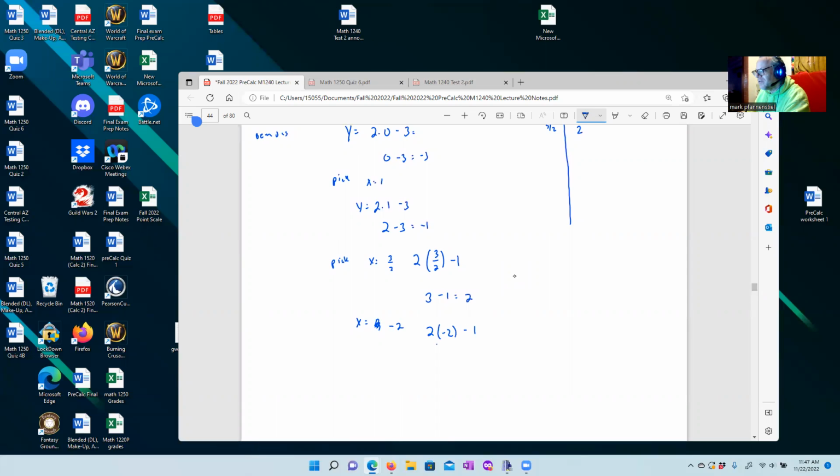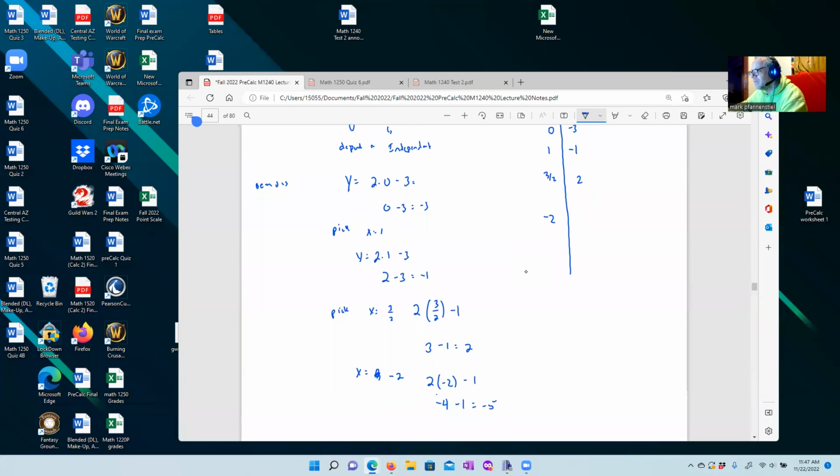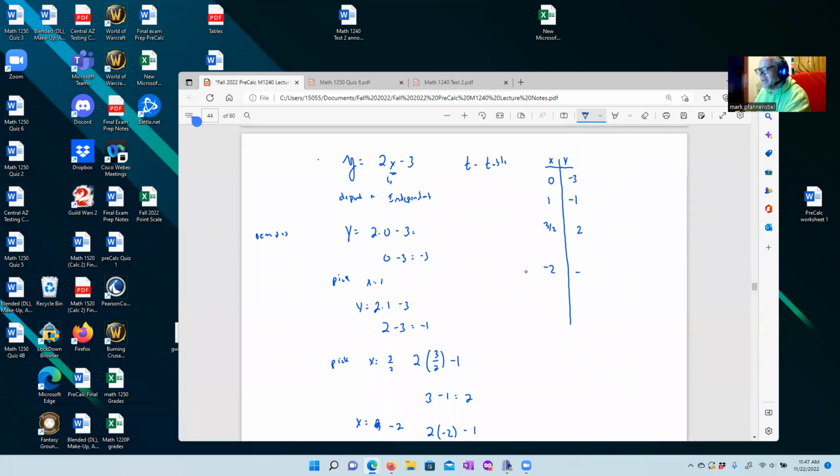Okay, so we're going to have 2 times -2 minus 1. 2 times -2, that's going to be -4 minus 1. If you're $4 in debt, spend $1 more, we are now $5 in debt. Okay, so that's what we have. So I had my x is equal to -2, and my y value, depending on the x, right? So if I choose something different, I'd get a different answer. Right? We have -5.